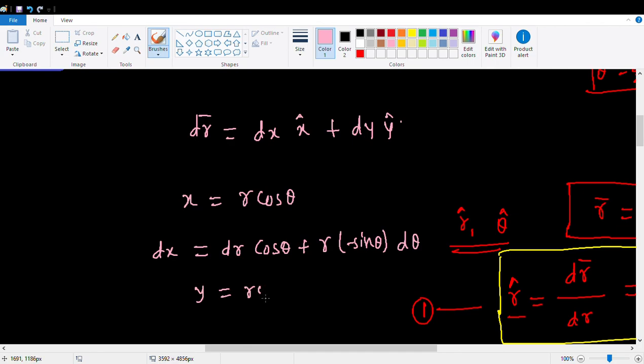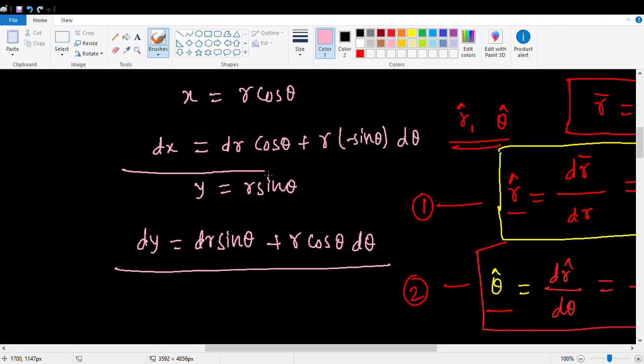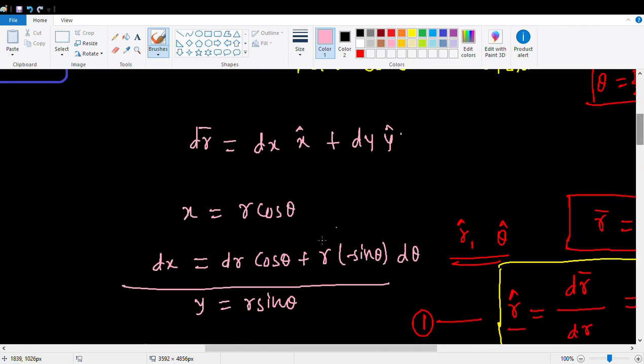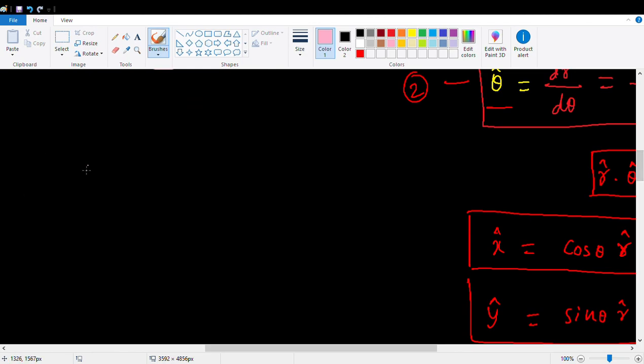Similarly it goes for y is equal to r sin theta. Again a simple rule applies: dr sin theta plus r cos theta d theta. Now I have these components. Well, now I am putting these in equation third. So let me just write this equation third.